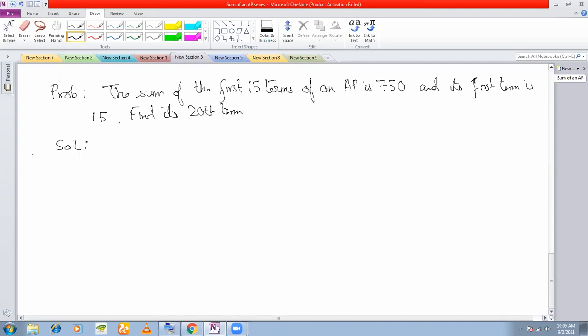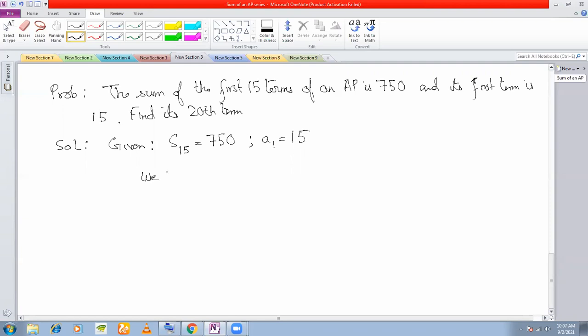Okay, so it is given that the sum of the first 15 terms of an AP is 750. That means S15 is given to you as 750. And its first term is 15. That means A1 is also given to you as 15. You need to find out the 20th term. That means you need to find out A20. Since S15 is given, we use the formula for S15.